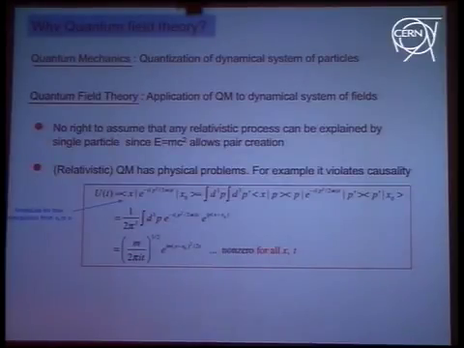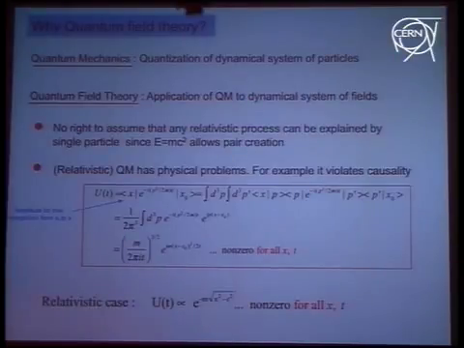And clearly, if you have a hope to respect causality, you have to go to the relativistic theory. But even in the relativistic case, when you do the calculation for quantum mechanics, you find it remains non-zero for all x and t. So quantum mechanics by itself violates causality. And what I'll have to convince you at some stage is that when we go from quantum mechanics to quantum field theory, the new aspects of quantum field theory restore causality.